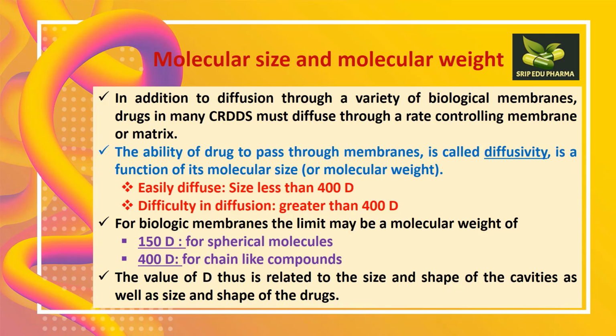We see that a drug with molecular size less than 400 Dalton is easily diffused, but greater than 400 Dalton creates a problem in drug diffusion. And for biological membranes, the limit is 150 and 400 respectively for spherical molecules and chain-like molecules respectively.